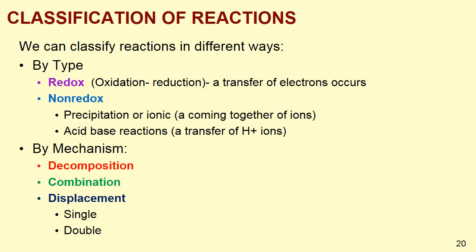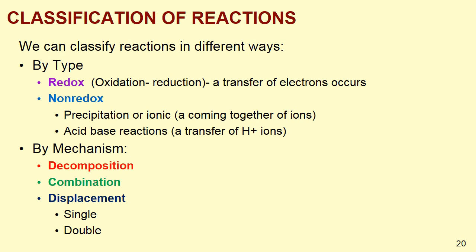Alright, so this is a continuation of Unit 8, and now we're going to talk about different types of reactions and how we can classify reactions. Well, there are two different ways that we can classify reactions. The first way is by type. There are generally two types of reactions.